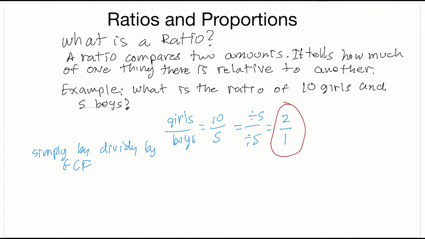And there are multiple ways you can write these ratios: 2 to 1, or 2 colon 1, or just a fraction, 2 over 1. So there's a very simple example of what a ratio is.